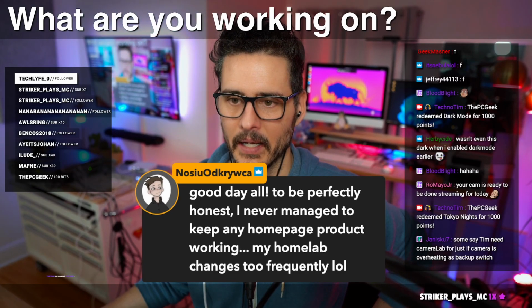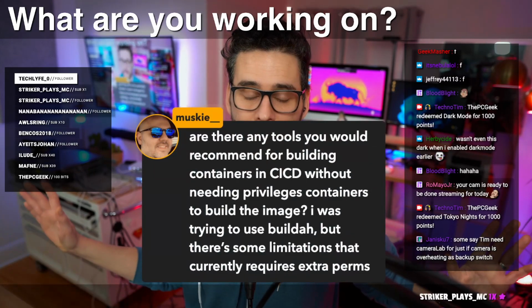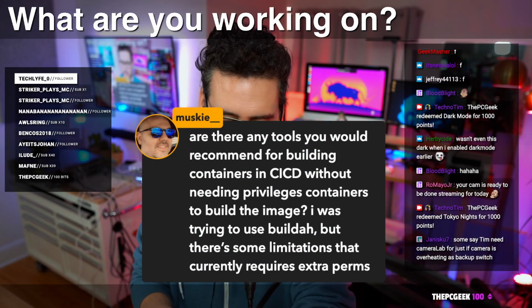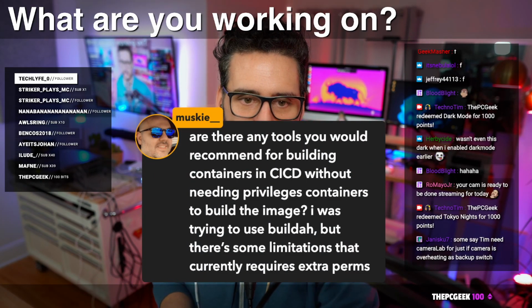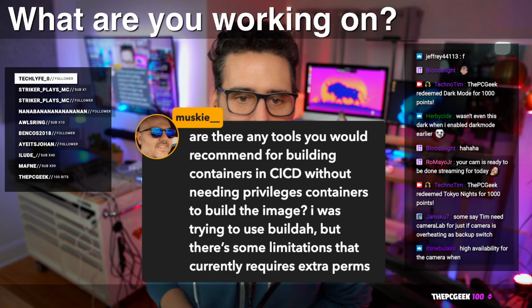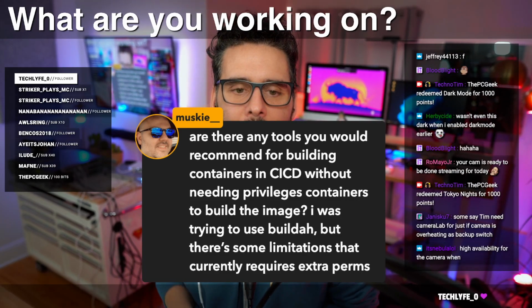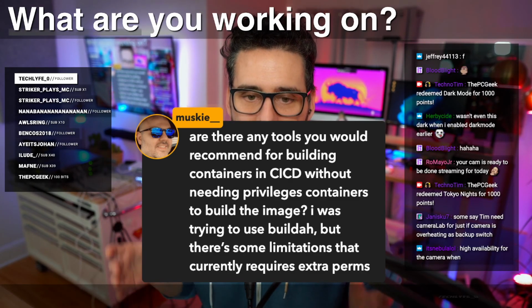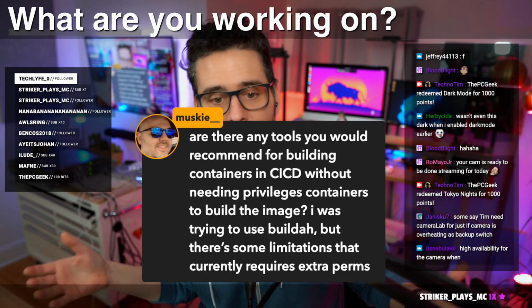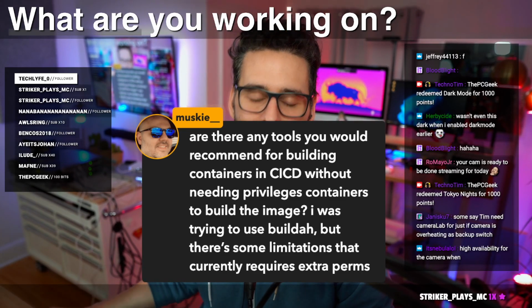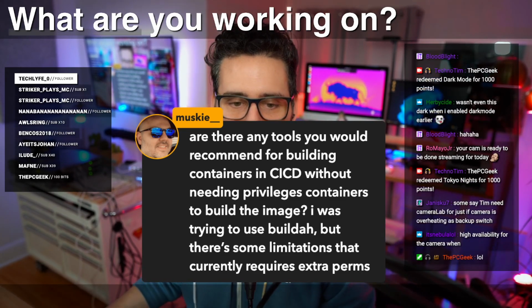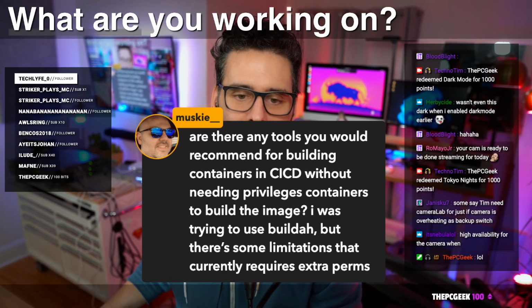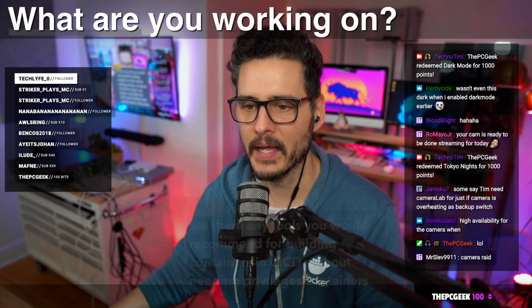I want to make sure that I address something that someone just wrote, because we are going to be wrapping up here in a few. Hey, Muskie, I like it. Are there any tools you would recommend for building containers in CI/CD without needing privileged containers to build the image? I was trying Buildah, but there are some limitations that require extra permissions.